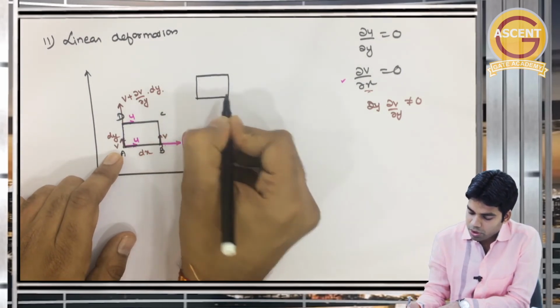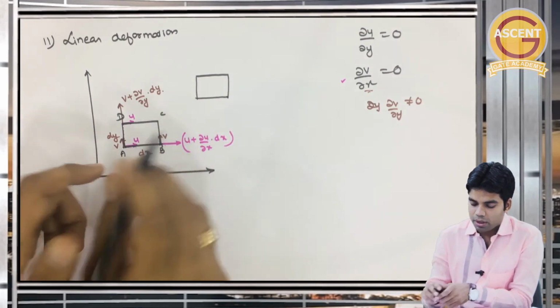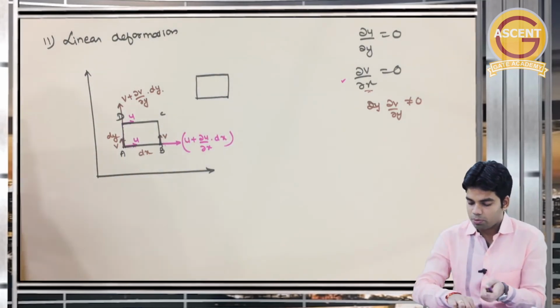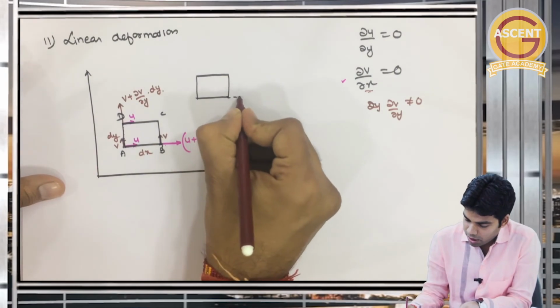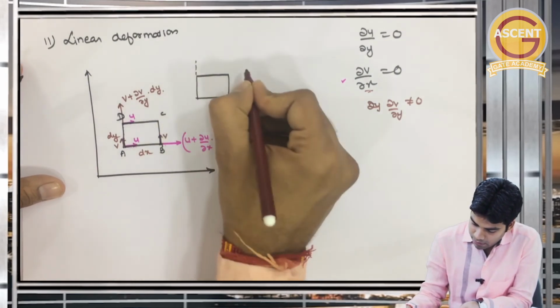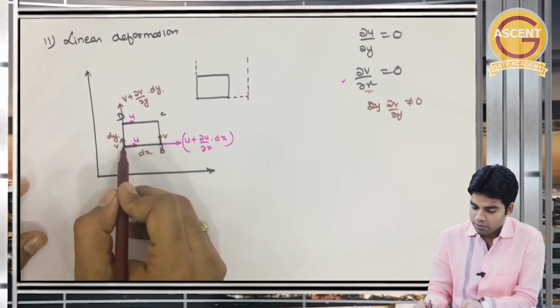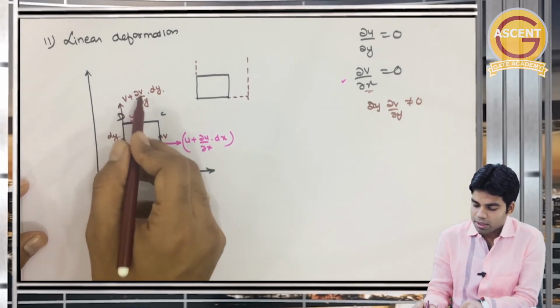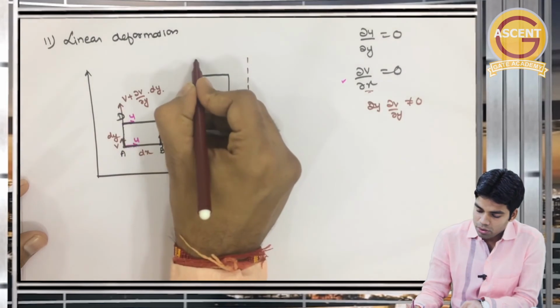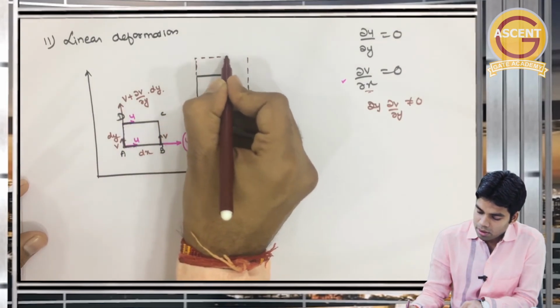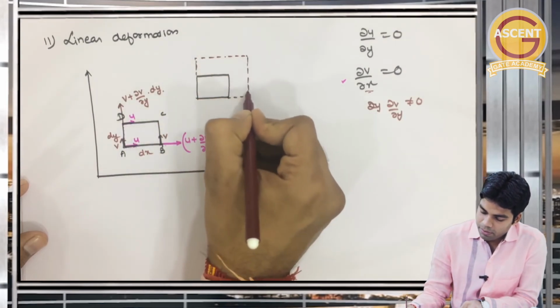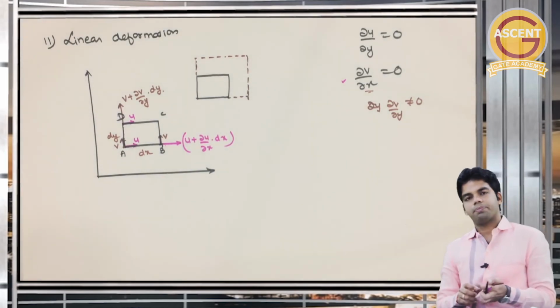This was the initial position, and because this point is moving more with respect to this point, the final position will be like this. Getting this? Similarly in the y direction, here the velocity is v, and here the velocity is v plus del v by del y into dy. So the final component would be like this.